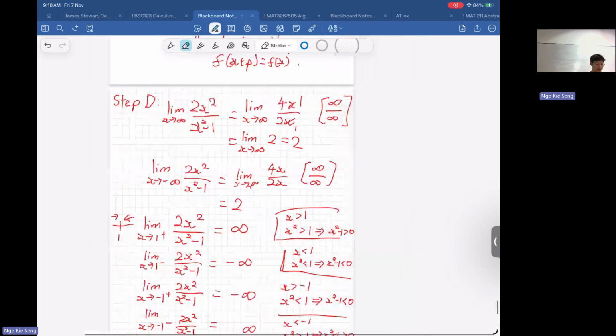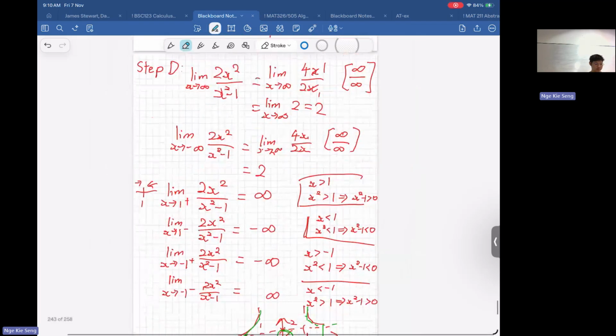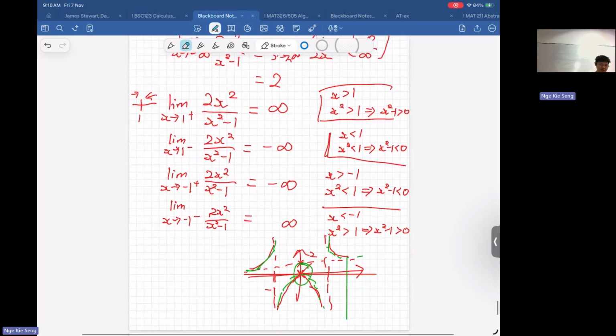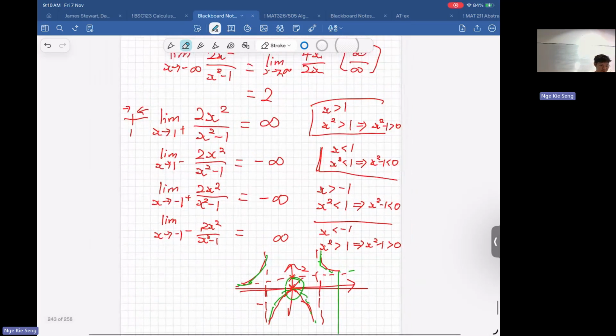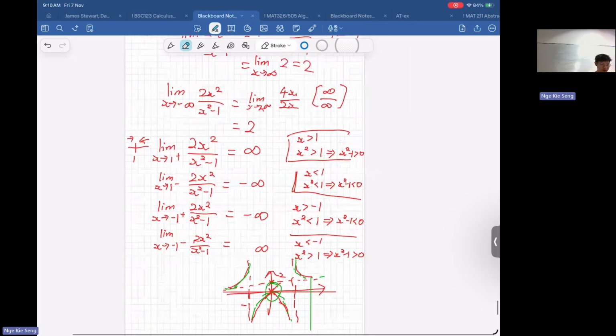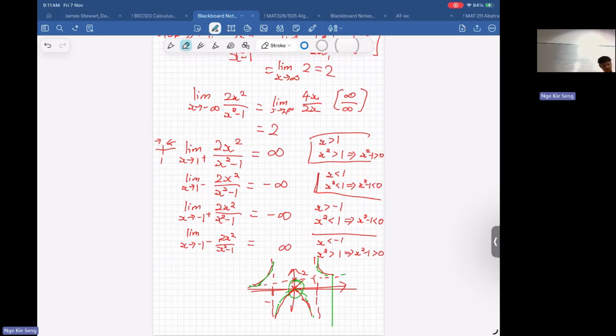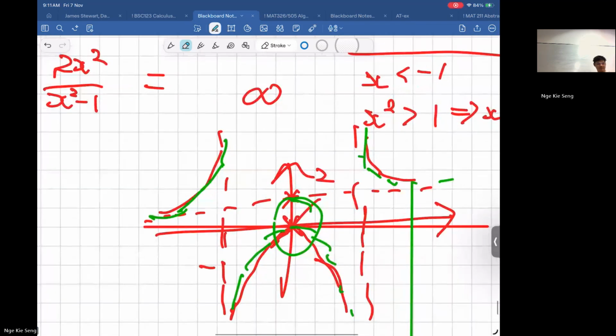And then D, you have to try and find the horizontal and vertical asymptotes. And then last Wednesday, we determined that there is one horizontal asymptote and two vertical asymptotes. Based on where they should go to infinity, we guess the shape is like that. Okay, so we guess this is the shape.